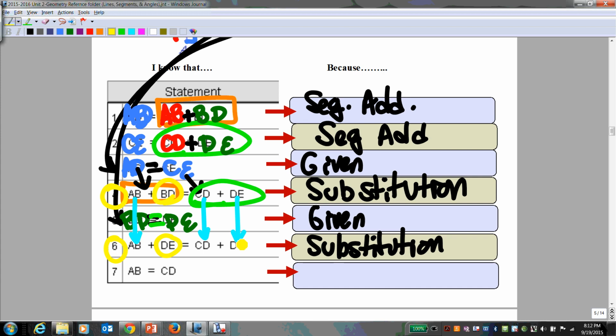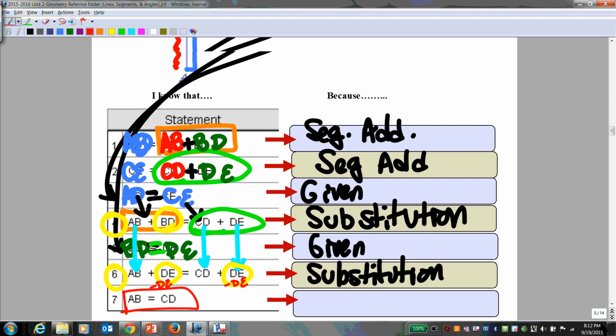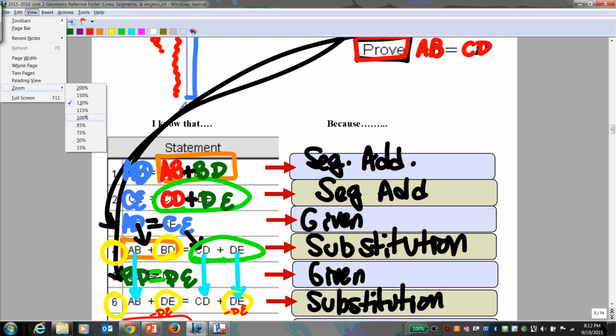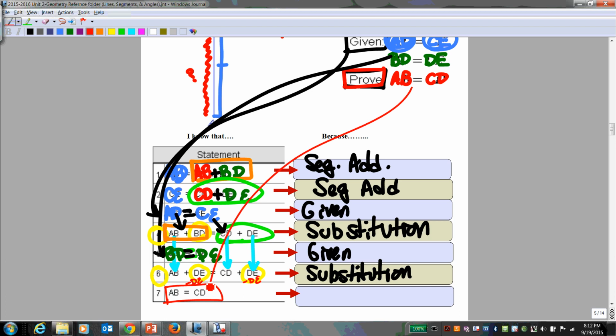Now look at what we have on both sides. See this? We have DE on both sides. You would subtract DE from both sides like you were trying to get rid of it. You'd end up with, ta-da, what you're trying to prove. Let me shrink this back so you can see it. See that? We're trying to prove that segment AB and CD are equal. What did we do between 6 and 7? Subtraction property.